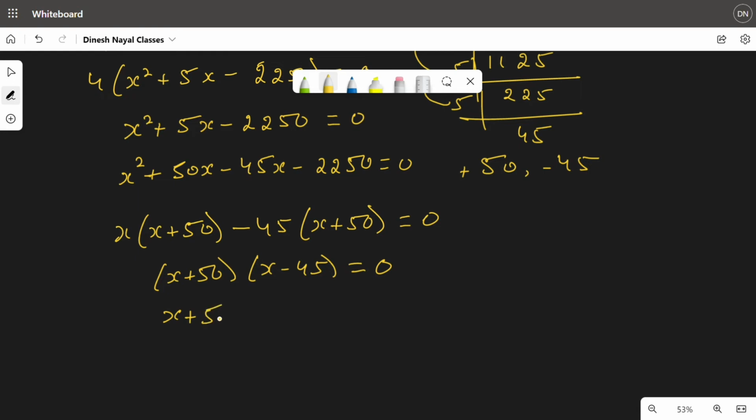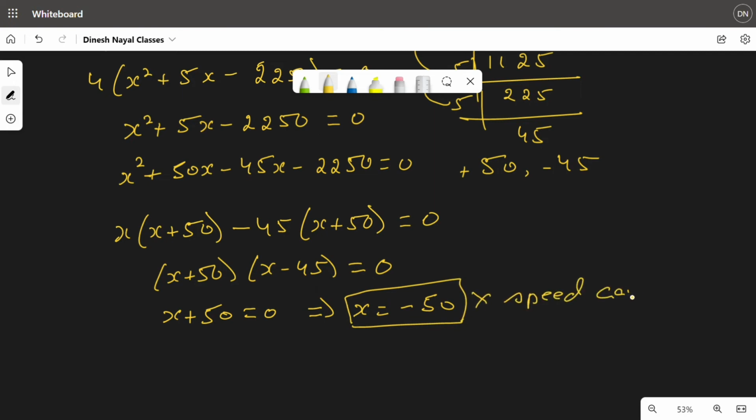Now we do x plus 50 equals 0 first. This implies x equals minus 50, which is not possible because speed cannot be negative. So we are not taking this value because the speed of the train cannot be negative. So we are ignoring this value.